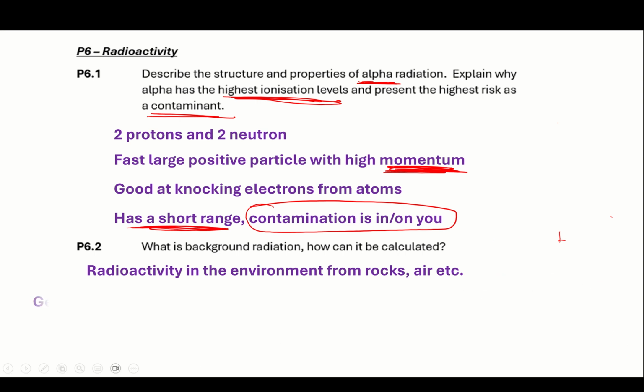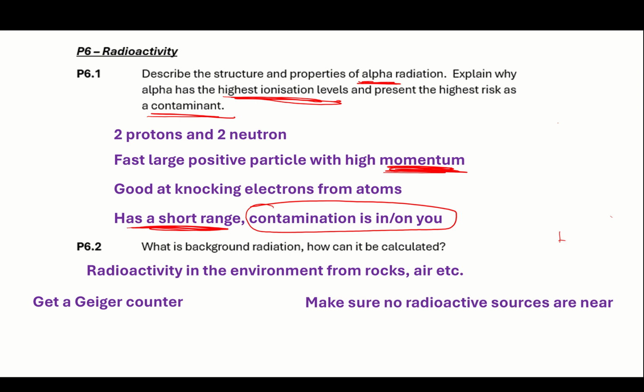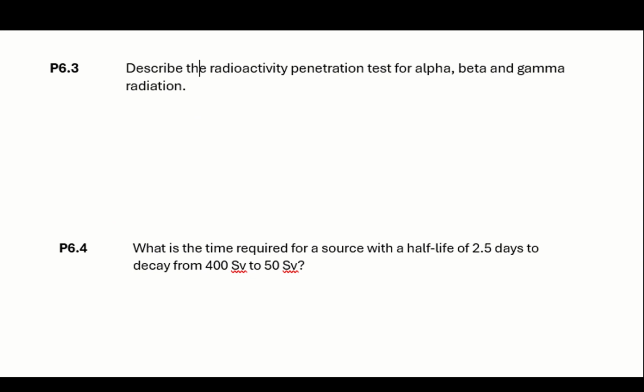So to go over that again, get a Geiger counter, make sure no radioactive sources are near, do the counts over a minute, and repeat it a few times to get a mean. Okay, describe the radioactivity penetration test for alpha, beta, and gamma.